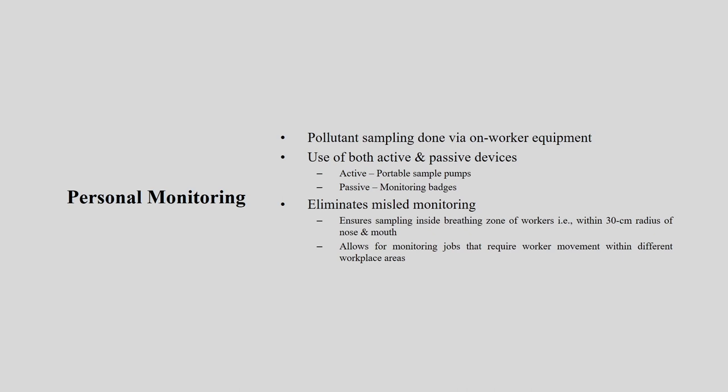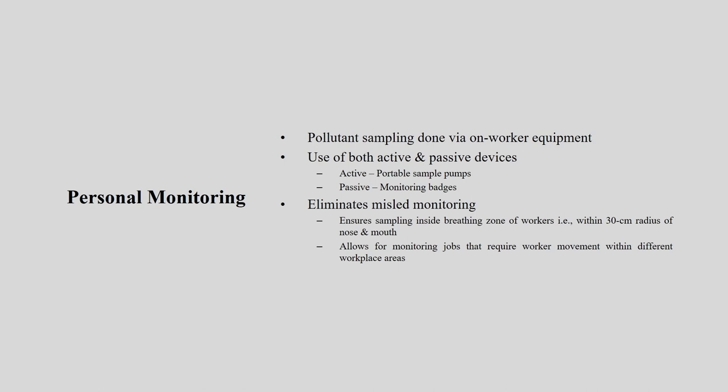Then definitely personal monitoring. This is also a very useful method. It is pollutant sampling done by a particular instrument, maybe a dust monitor or dust sampler, for a particular worker. Very important, the equipment is placed on that particular worker and attached to them. Okay, so both active and passive devices are used. Active would be portable sample pumps, and passive would be monitoring badges. It eliminates any kind of misleading monitoring, because the sampling is done for a particular person while the person is working. So the monitoring system is placed on the worker. It's very important, and it's a very dynamic process altogether.